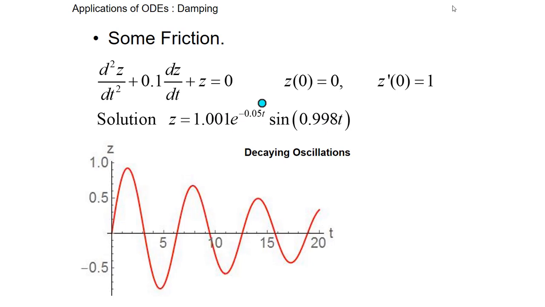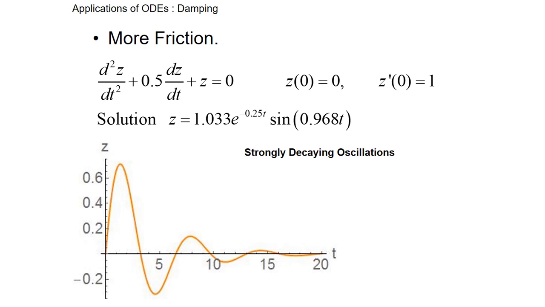Well, this term tells us that, yes, each oscillation is decaying here. It's a slow decay. The fact that this is 0.998t rather than just t tells us it's taking just a little bit longer to get back to its starting position. And if we put in a bit more friction, taking the parameter up to 0.5, you can see that the pattern becomes that bit more established here, more rapidly decaying oscillations.